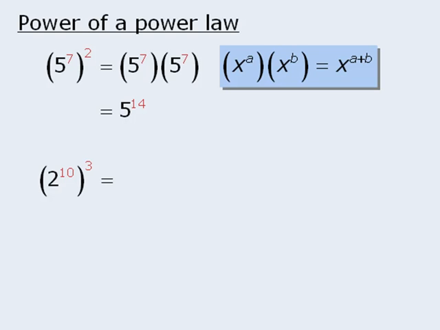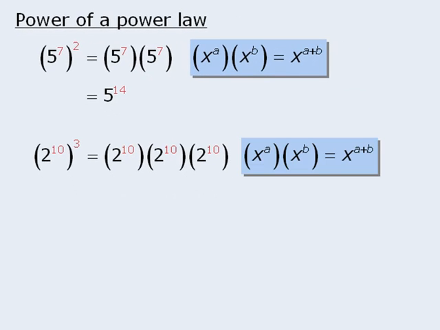The exponent of 3 here means we can rewrite this expression as 2 to the power of 10 times 2 to the power of 10 times 2 to the power of 10. Since we have the product of powers here, we can apply the product law to see that we can combine these powers by adding the exponents to get 2 to the power of 30. So 2 to the power of 10 all to the power of 3 is equal to 2 to the power of 30.